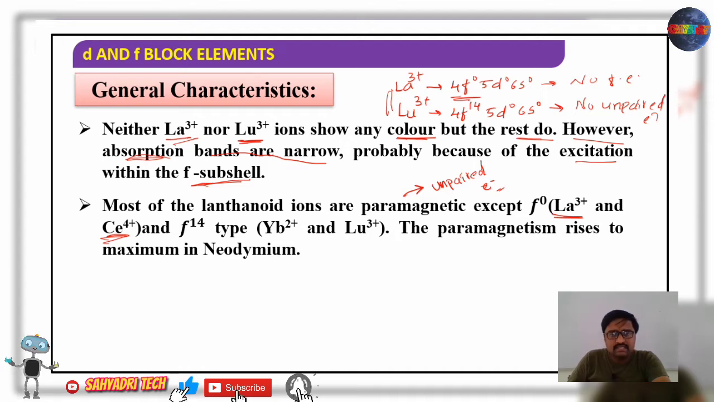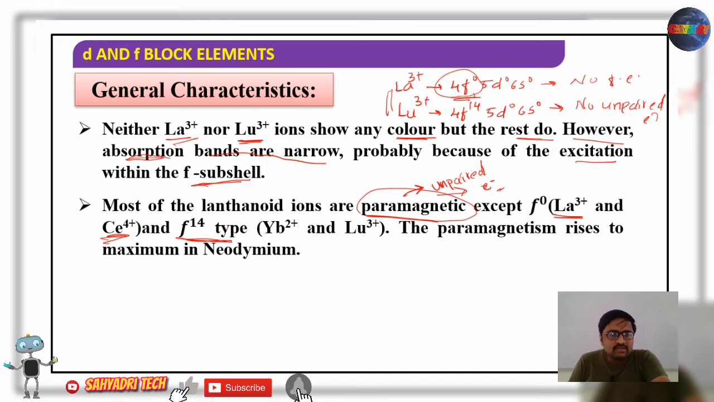Cerium 4 plus is also f0, there is no electron. And f14 type: if all the electrons are paired, then there is no case of paramagnetism. So remember, paramagnetism is a characteristic of unpaired electrons. It's the property which is exhibited by unpaired electrons. In f14 configuration, there is no unpaired electron, then there is no question of paramagnetism.